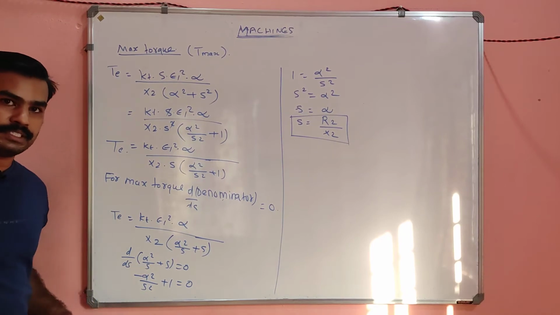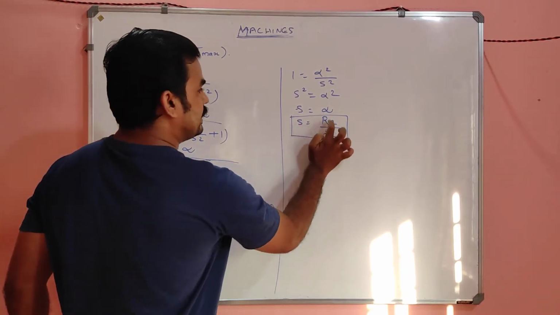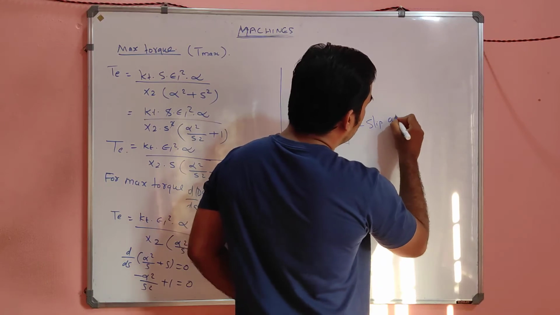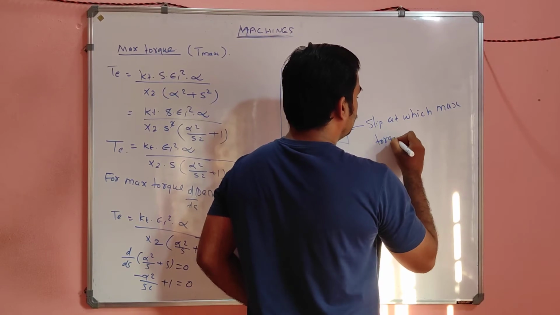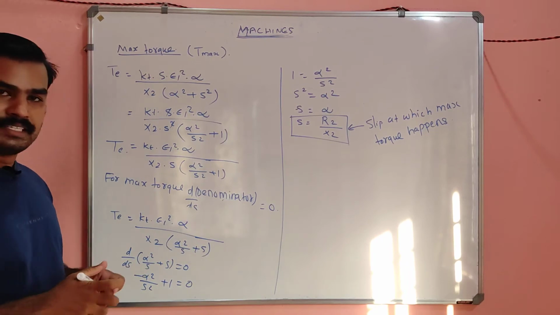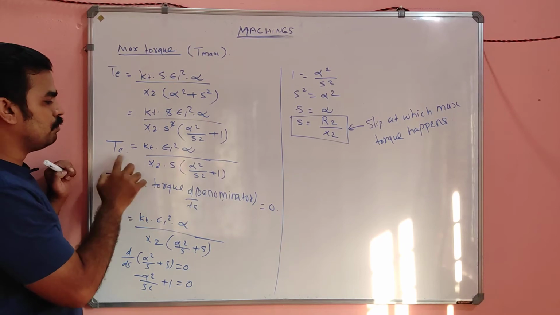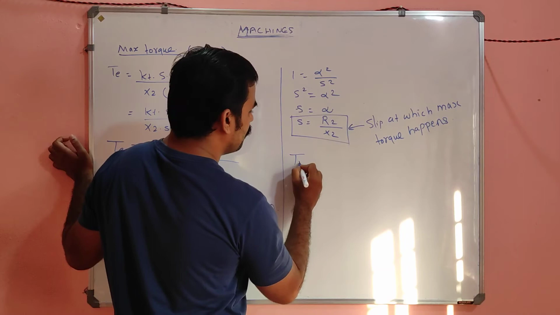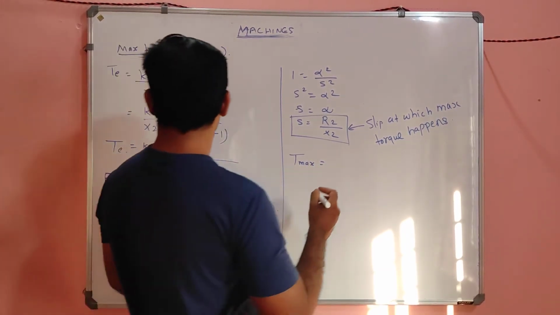That is the slip at which maximum torque happens: R2 by x2. I will write here, slip at which maximum torque happens is S equal to R2 by x2. So simply put this in the torque equation, S is equal to R2 by x2. What do I get? T max will be equal to what, my dears?